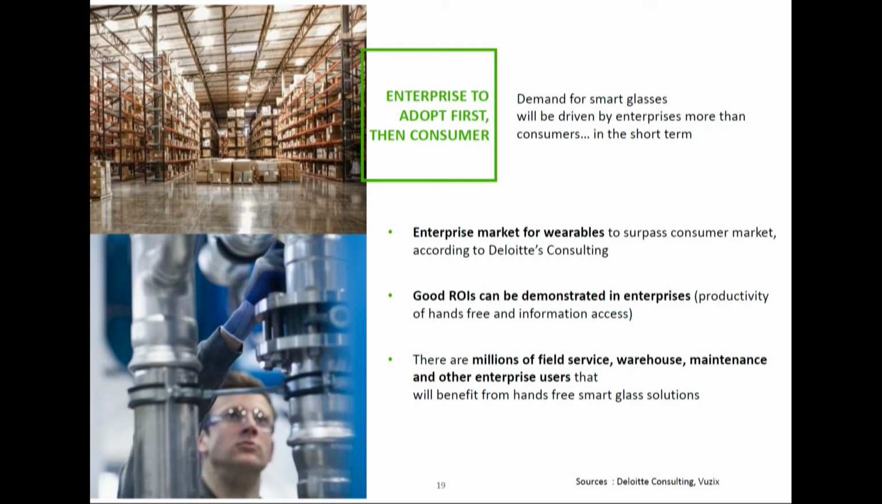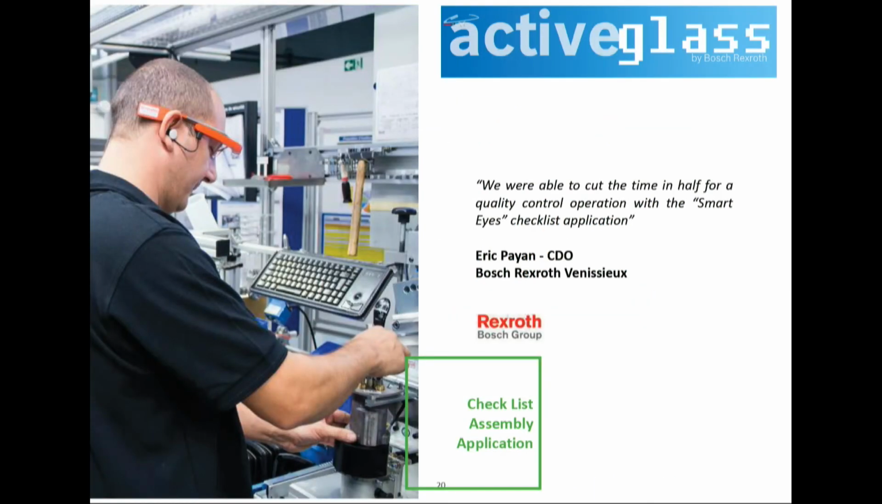I'll give you two examples. This is Bosch Rexroth. They have an application called Active Glass. It's actually very simple: they have a joystick for an agriculture machine, and to assemble the joysticks they need very precise indication. So they started using smart glasses, and here they show you the result of their investigation.